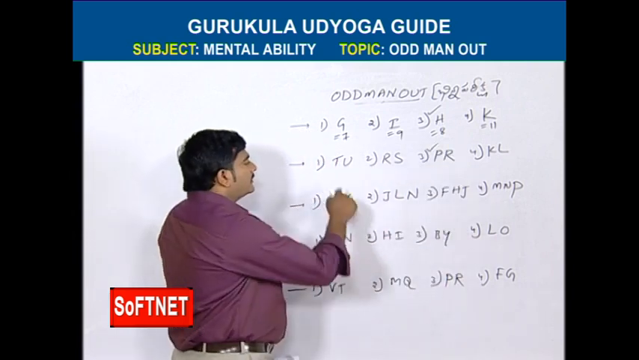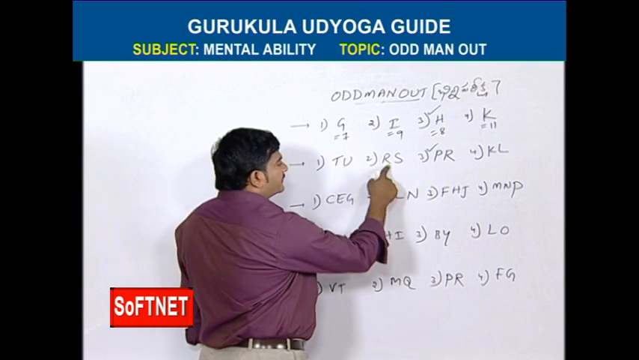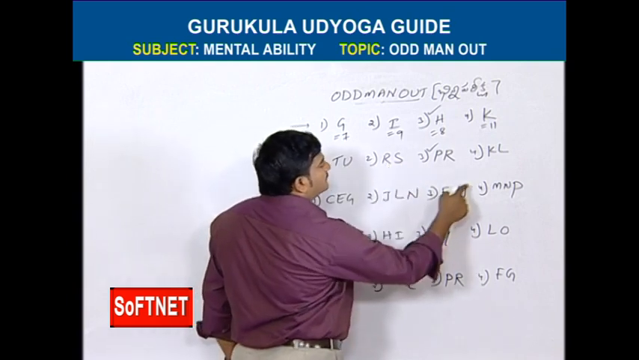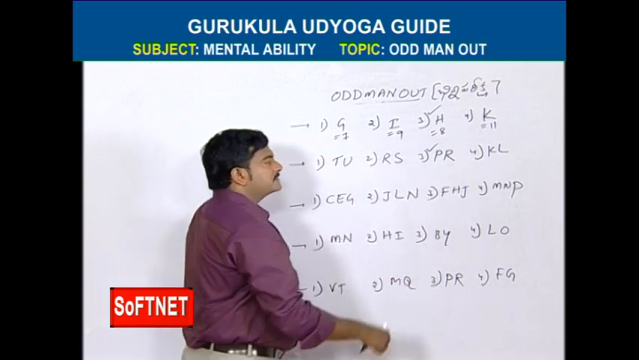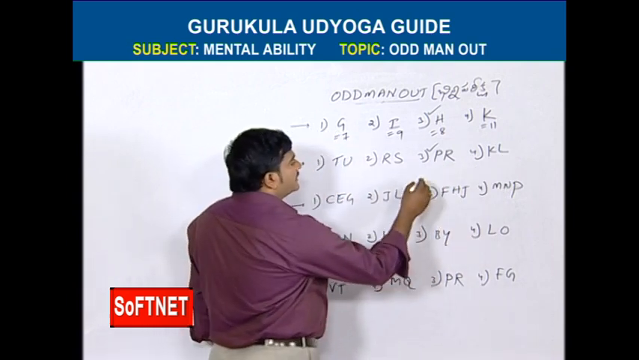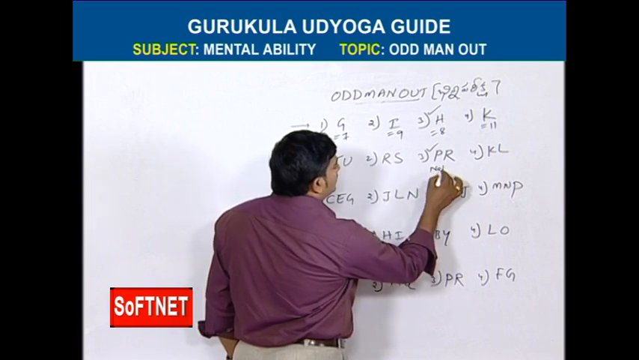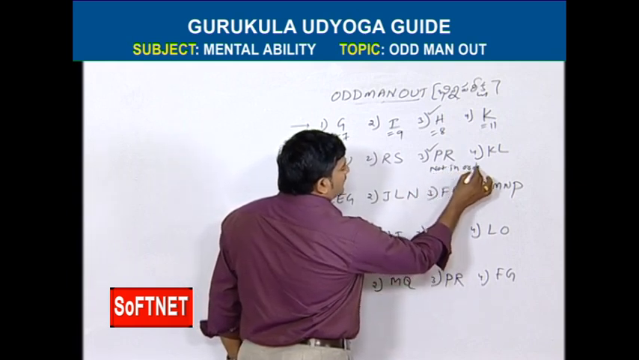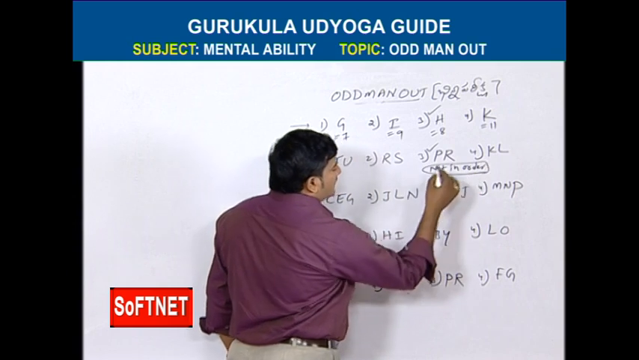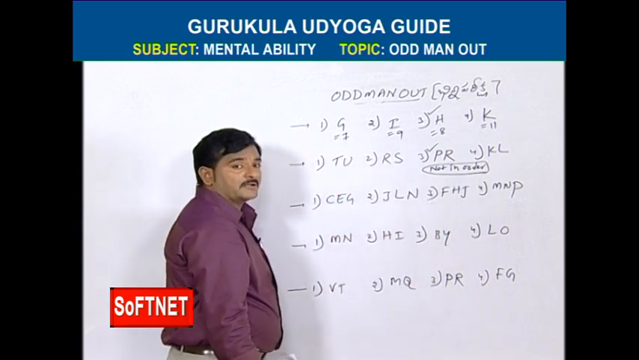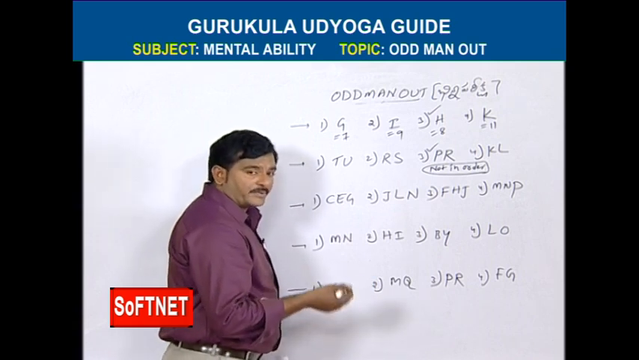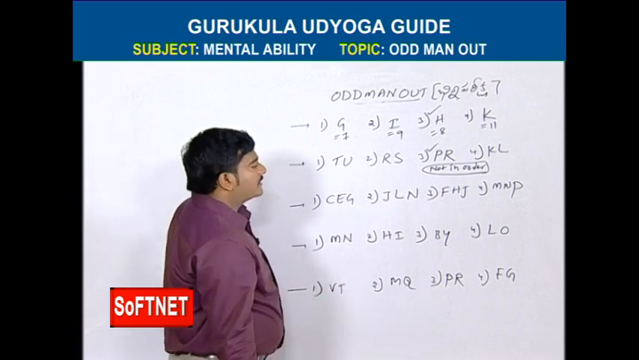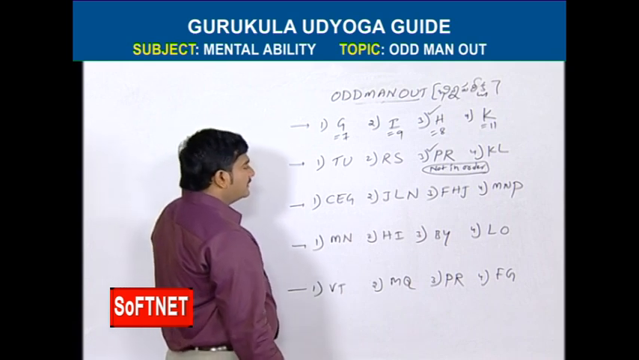I repeat: 20, 21, 18, 19, 11, 12. Whereas here we have 16, 18. It is not in order. The remaining are all in order, but the third option is not in order. After 16 you have to get 17. After P you have to get Q, but unfortunately R is there. Hence that is the answer.